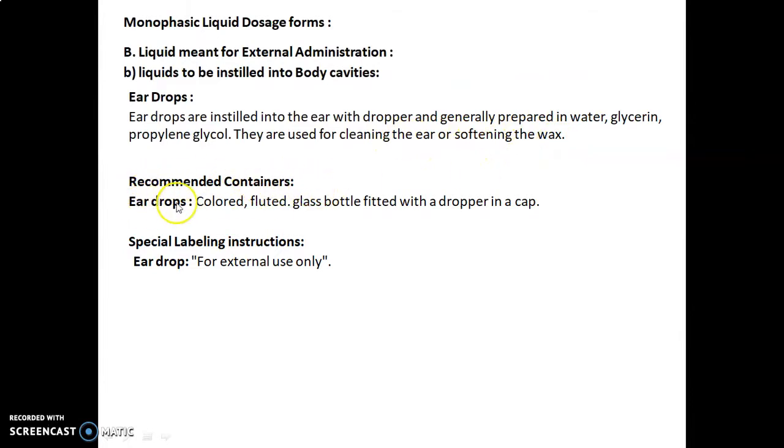Recommended containers for eardrops are colored fluted glass bottle fitted with a dropper in a cap, and special labeling instructions for eardrop are for external use only. In the next session we will see in detail about the experiment.